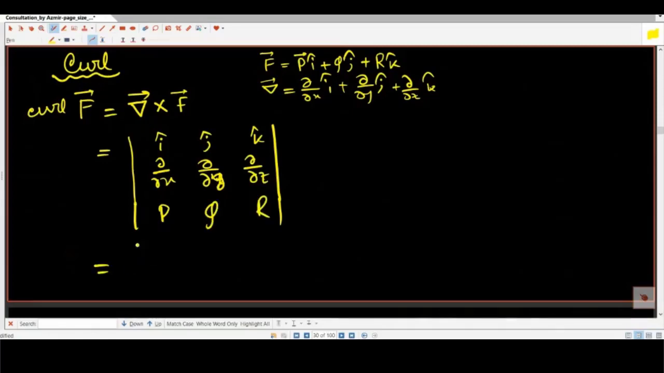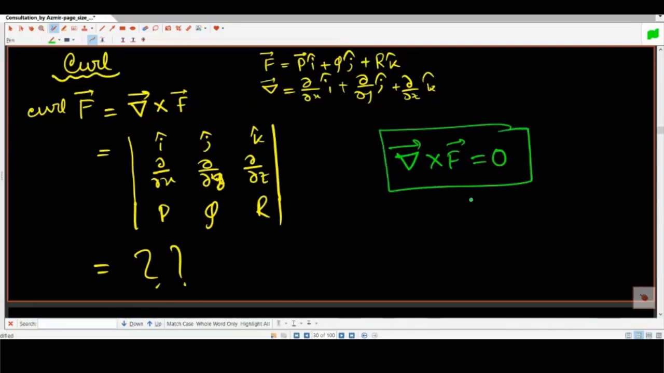Whenever we studied the concept of cross product, we learned how to evaluate this determinant. Let's solve one problem directly. I need to mention here that if curl of any vector field is equal to 0, then we can say that that vector field is conservative.